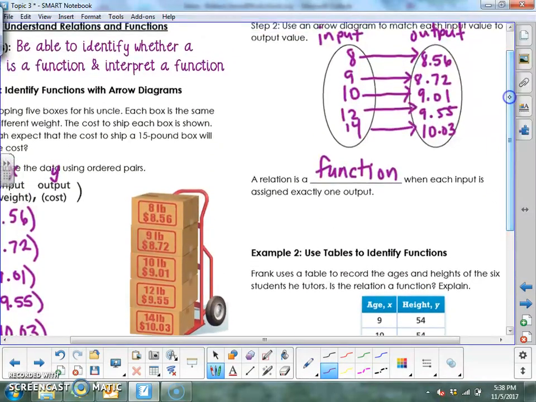So the question for this word problem was, can he expect that the cost to ship a 15-pound box will have a specific cost? Yes, because as we can tell from all the other weights, they each have their own cost, so he can expect that for a 15-pound box, it will have a special, unique cost.